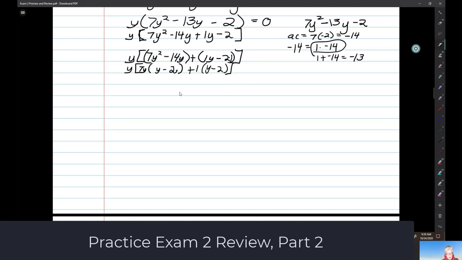Now, notice that y minus 2 becomes the GCF, and don't forget your y on the outside. And then the leftover 7y plus 1, and I don't need brackets now. So meanwhile, all of this stuff equals zero.